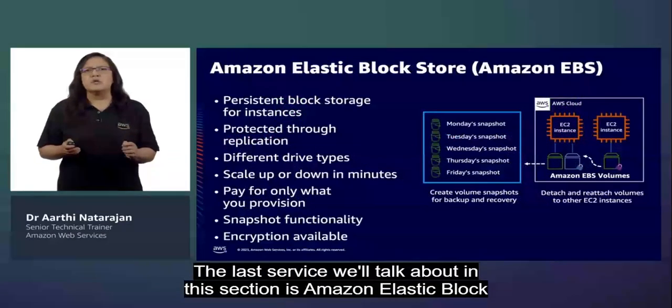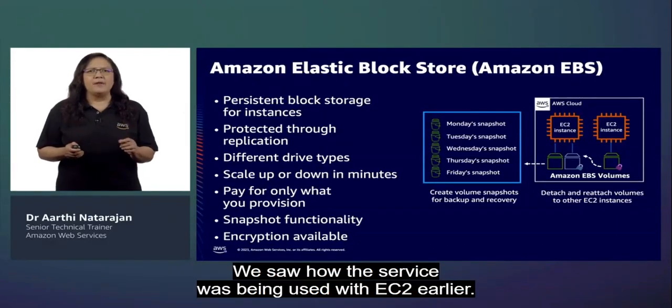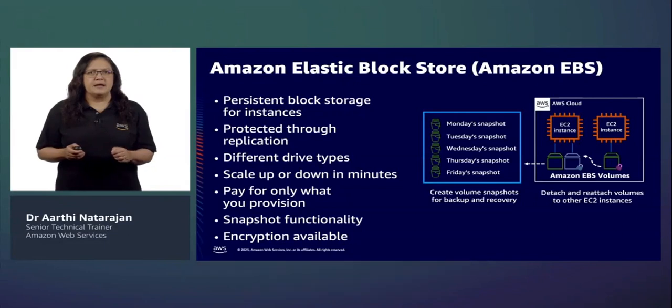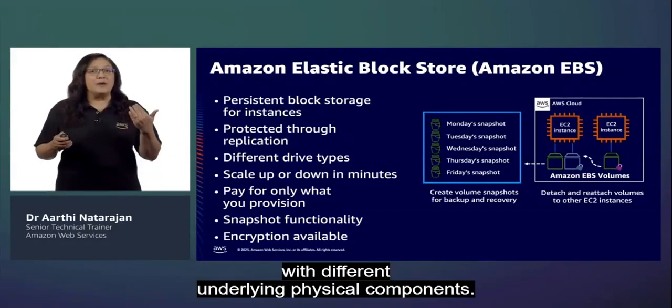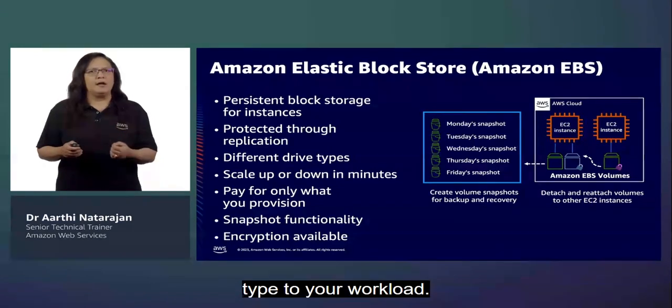The last service we'll talk about in this section is Amazon Elastic Block Store, or EBS. We saw how this service was being used with EC2 earlier. It provided persistent block storage to our EC2 instances. EBS volumes come in a variety of different types with different underlying physical components. This allows you to apply an appropriate volume type to your workload.